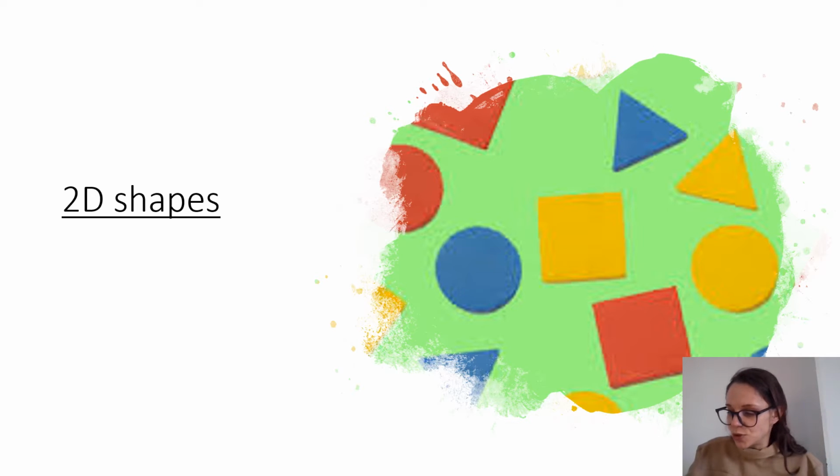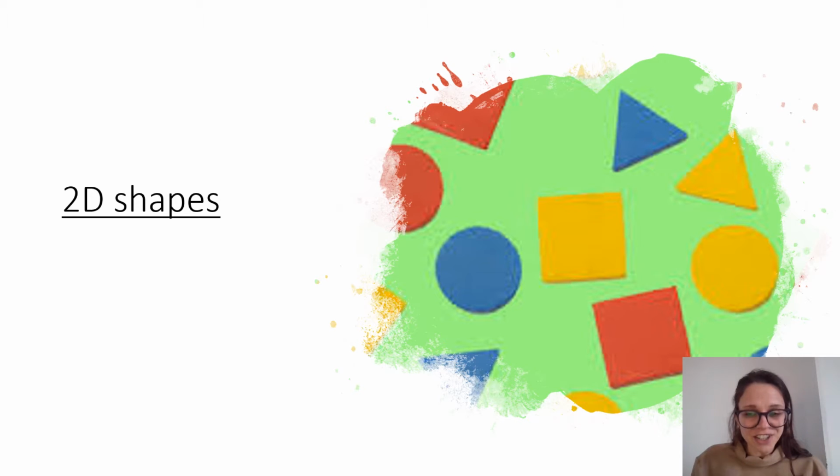Here's my circle. Yours should look quite a bit like mine. Might be a bit smaller, might be a bit bigger. And a circle has got how many sides? One side. That's right, it's curved, but it's just got one side. Well done. And a circle is a 2D shape.